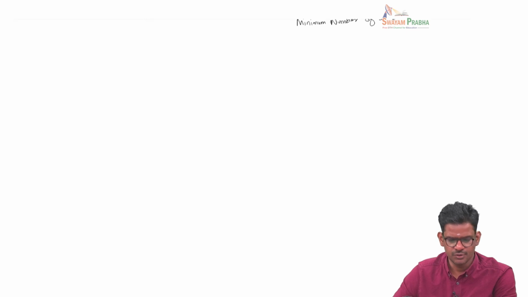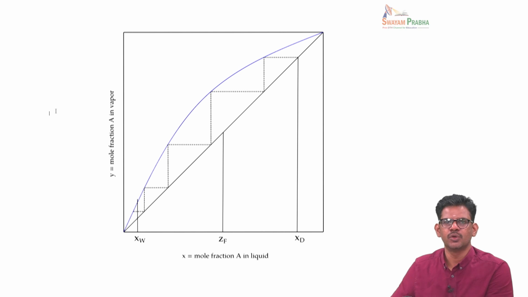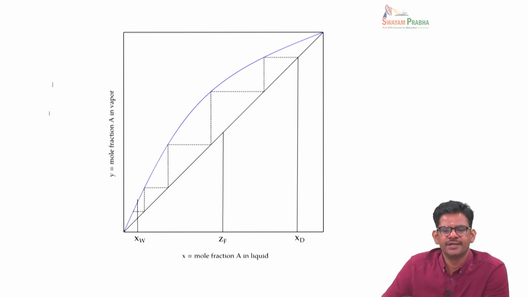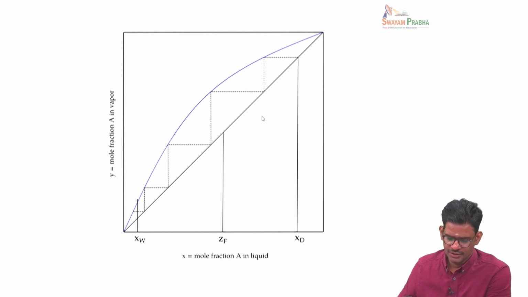So this can be shown pictorially here. At total reflux, which corresponds to sending all the condensate back to the distillation column and no product is taken out, the operating line merges with the 45-degree line. So this is the 45-degree line, and both the enriching and exhausting operating lines coincide with this 45-degree line.